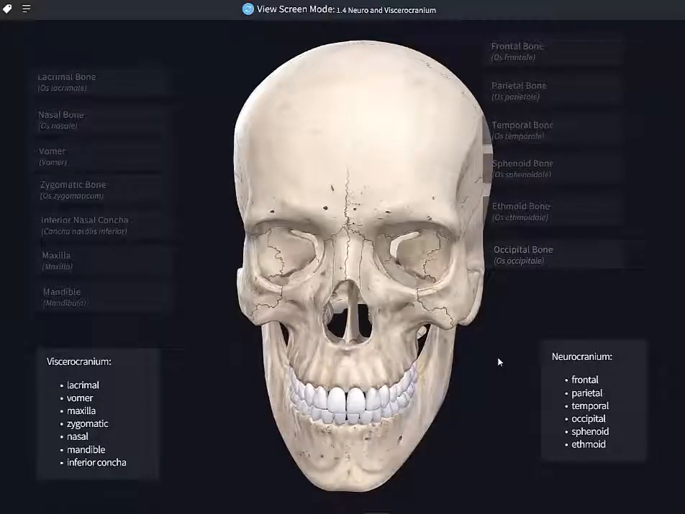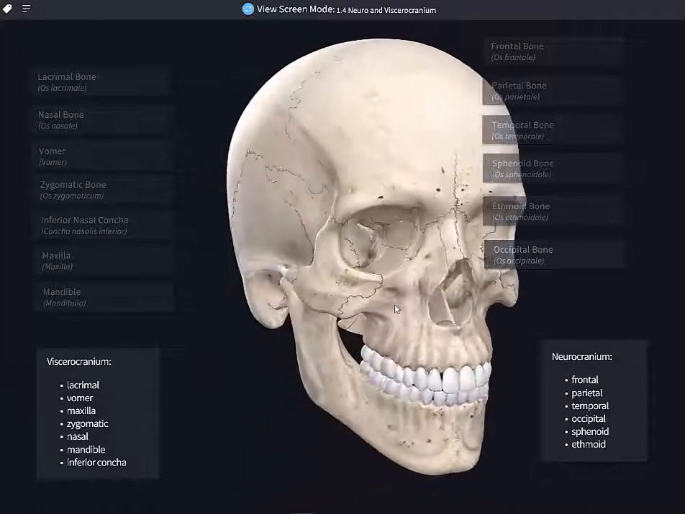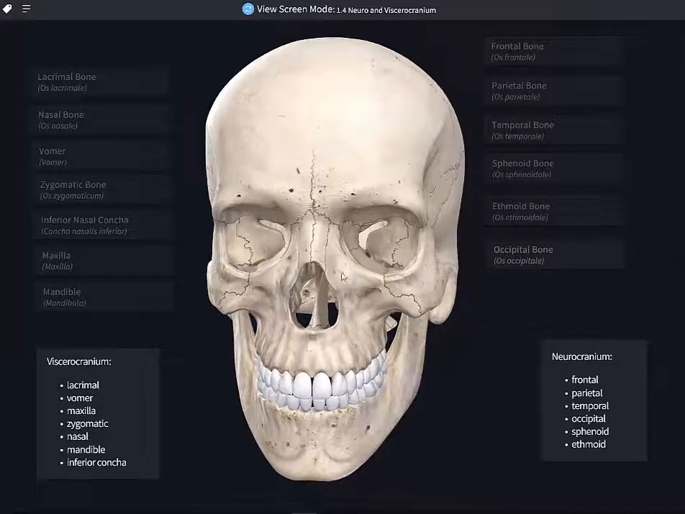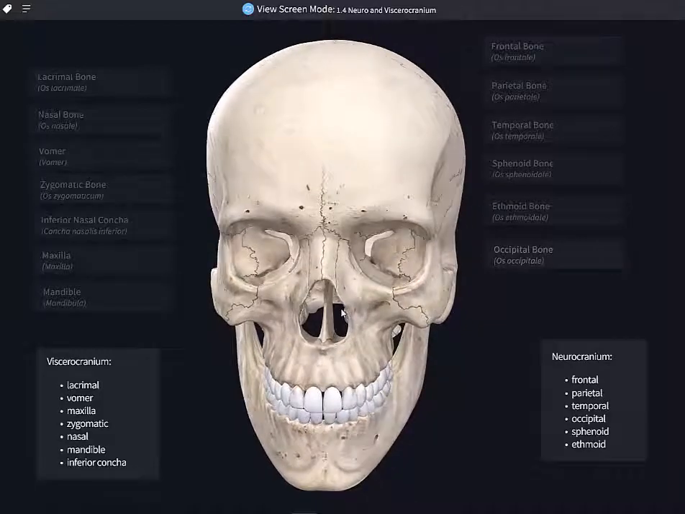Now let's have a look at the cranium. If you've already watched the osteology videos from an earlier module, you probably already know all of this. However, we're going to have a look at this and go through pretty quickly. First of all, we should know that the cranium consists of two different parts, structurally and functionally.